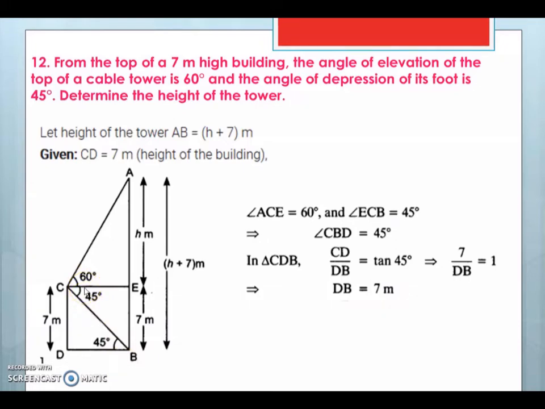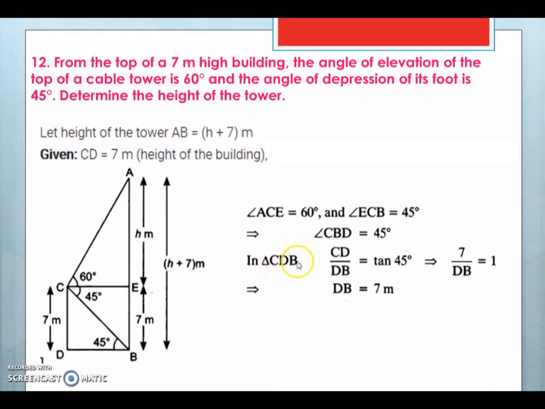Now the right angle triangles where you can apply trigonometric ratios. It will be triangle CBD. Either in this triangle you can apply, or triangle CEB. Here also you can apply. These two will give you the same value, that is CE. And next is triangle ACE. In this triangle you have to apply trigonometric ratio.